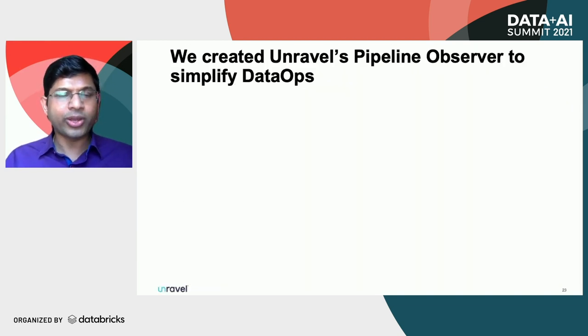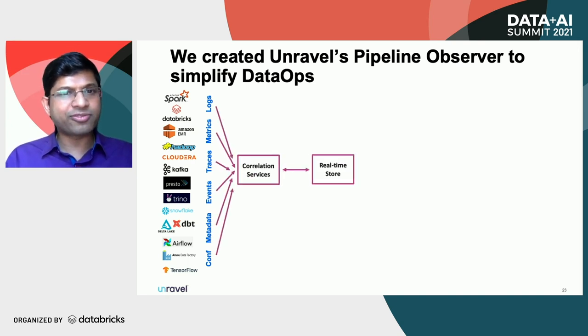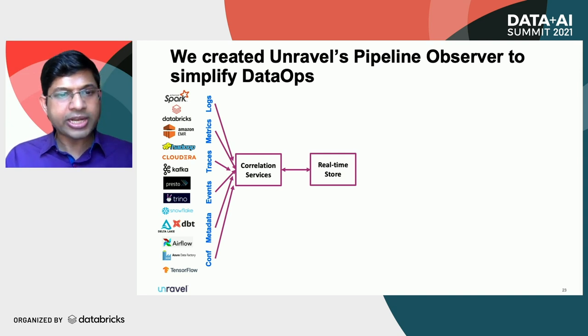And what I'd like to show you in the rest of the talk is how we have created Unravel's Pipeline Observer to simplify this entire data ops practice for data pipelines running on the modern data stack. So from a 30,000 foot level, the Pipeline Observer works as follows. It collects all different kinds of telemetry data from all the different kinds of systems that comprise the modern data stack and power pipelines, right? And the telemetry information might be in the form of logs or metrics or traces, right? Or they might be in the form of more structured events or in the form of configuration and metadata. So all of this information constantly streams into the Unravel platform, where the Pipeline Observer is responsible for correlating the data and making it available in a real-time store.